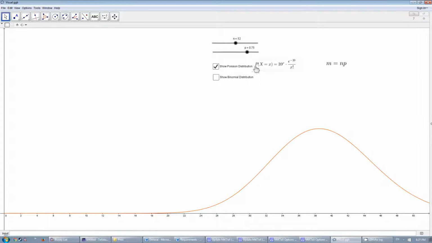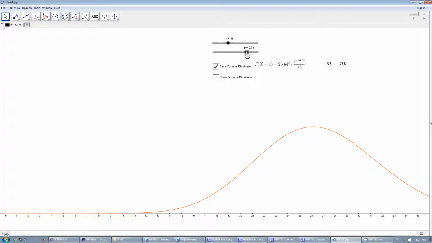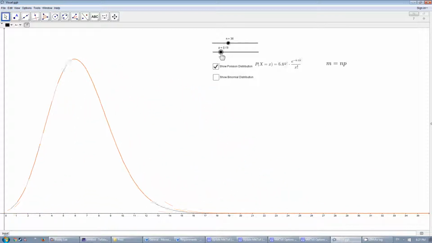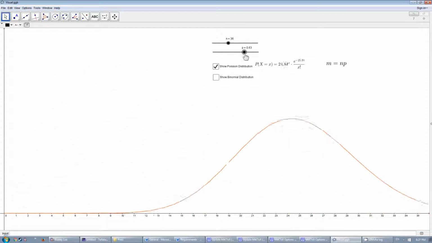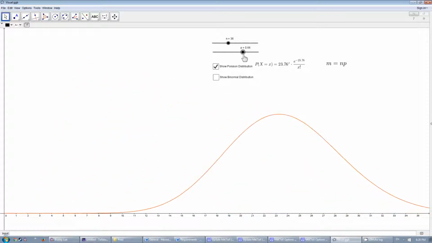So here we have m equals n times p, and here will be the PDF for the Poisson distribution. Again, we have m to the x times e to the minus m, all over x factorial. And again, we can change it around. And we can kind of notice that it looks kind of similar to a binomial distribution already. So our goal will be to find out when does it match.